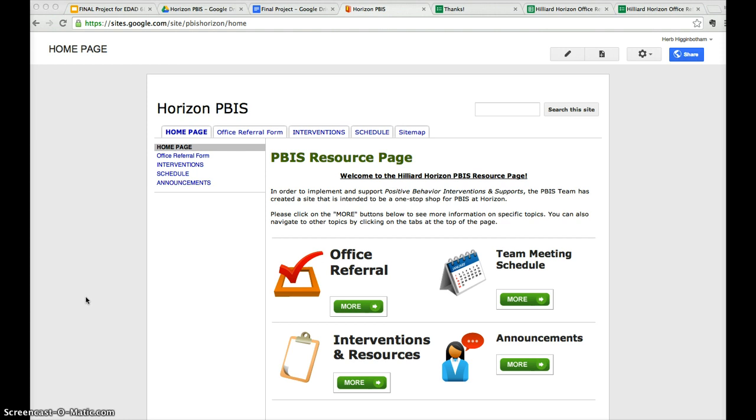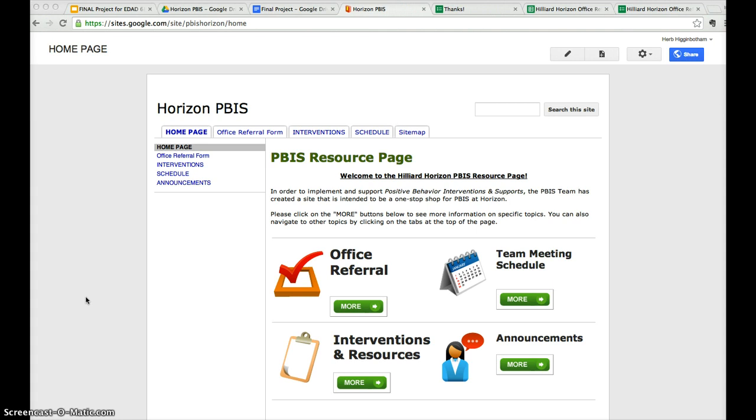It's going to be expected that teachers use the Google office referral form that I'm going to show you in just a minute to record and submit office referrals, and it's also going to be expected that the administrator and PBIS team periodically review all of the data that is being submitted through the office referral form and use that information to determine the effectiveness of our implementation.